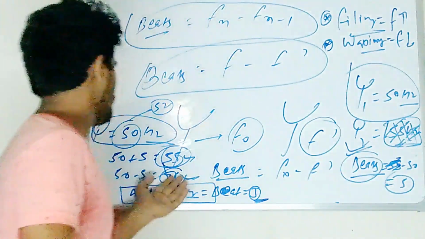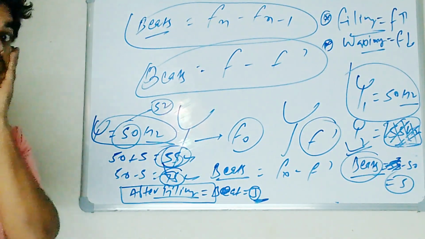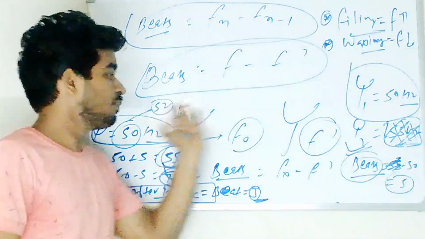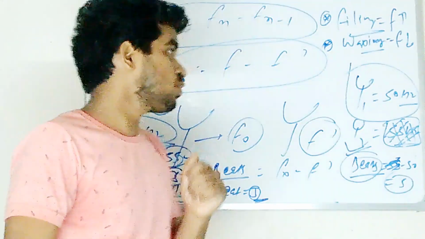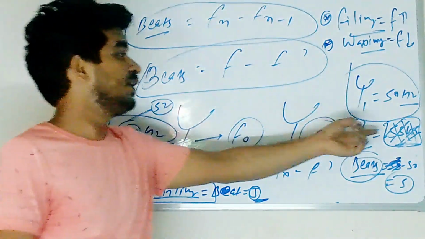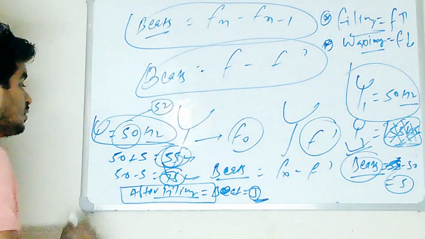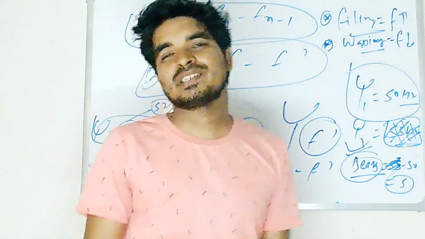Suppose this is 52, so frequency is increasing to 52. If you take the value of 45, the beats will increase. But what's happening over here? Beats are decreasing. So how is this possible? This is 55 and that is 52. Then only it is possible, meaning this value is correct. So I have explained everything.